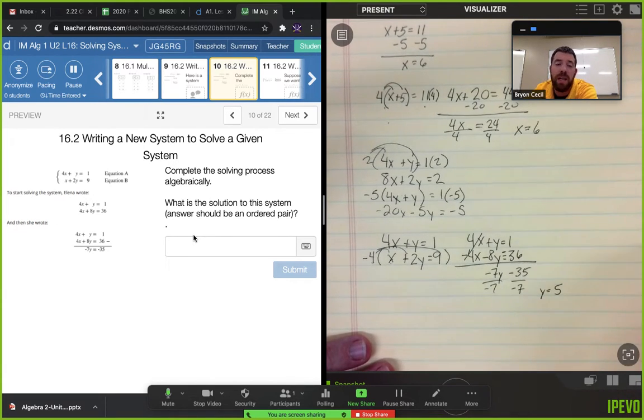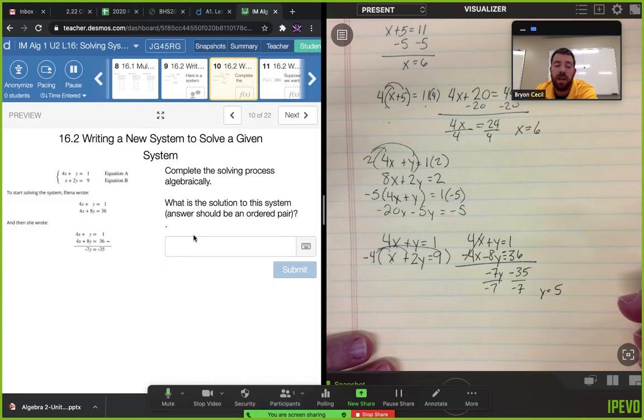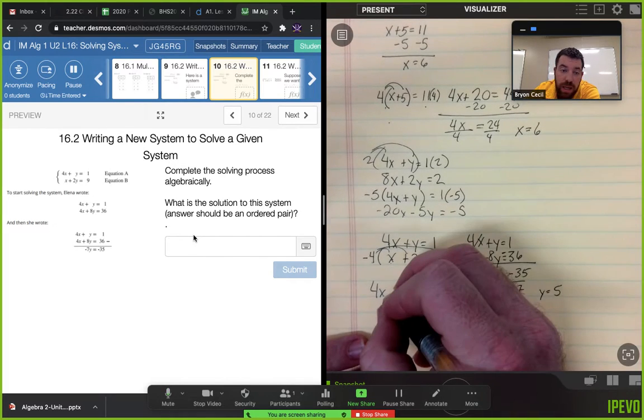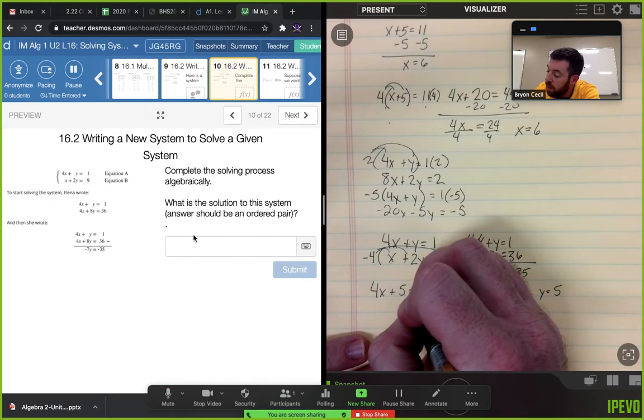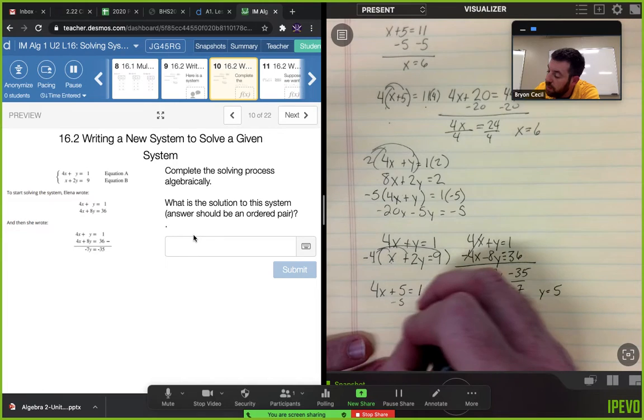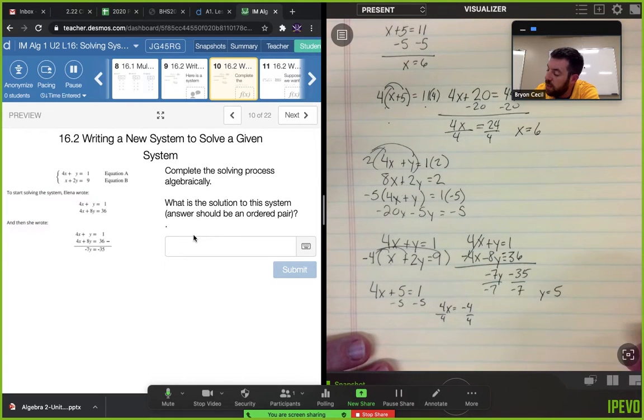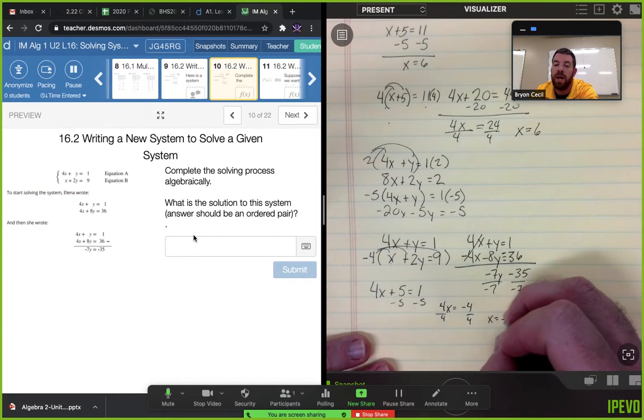Now I can plug it into any equation, okay? I'm going to say for time purposes, let's plug it in to just the top one. So I'm going to have 4x plus 5 equals 1. Move your 5 over. Now I've got 4x equals negative 4, divided by 4. And negative 4 divided by 4 is negative 1.